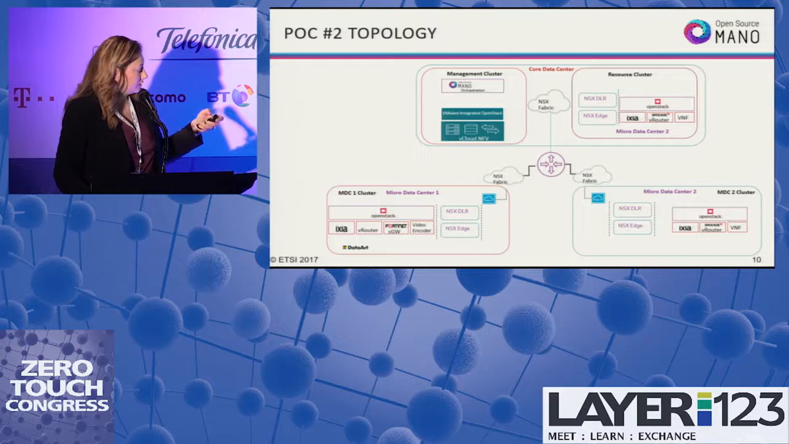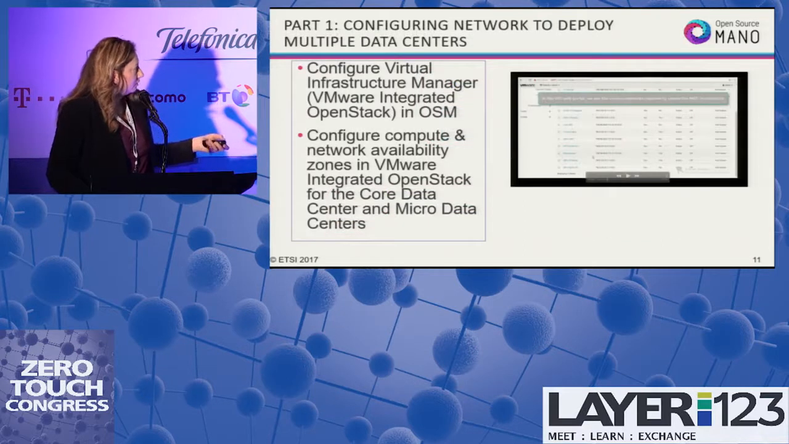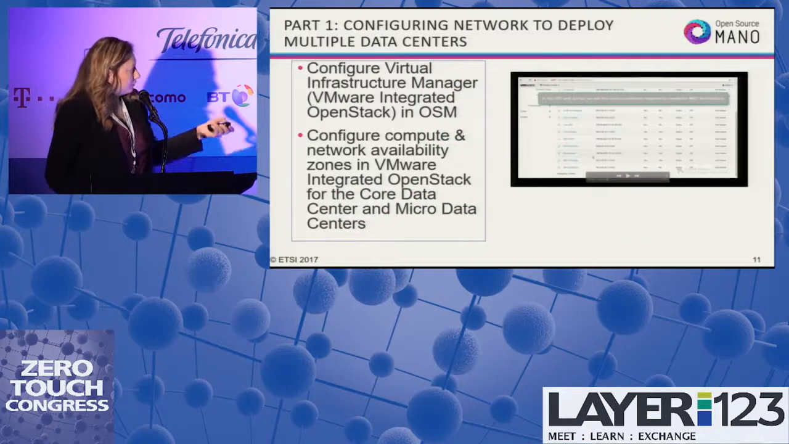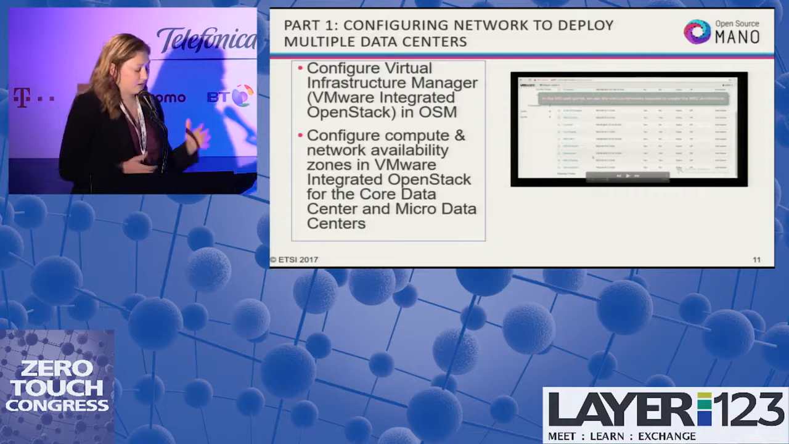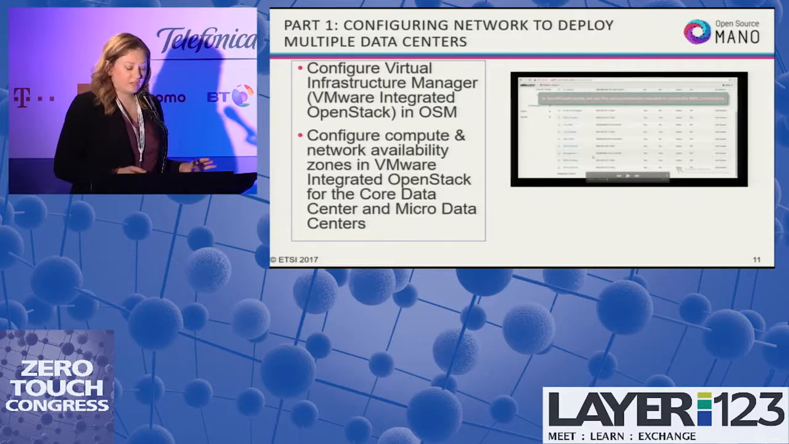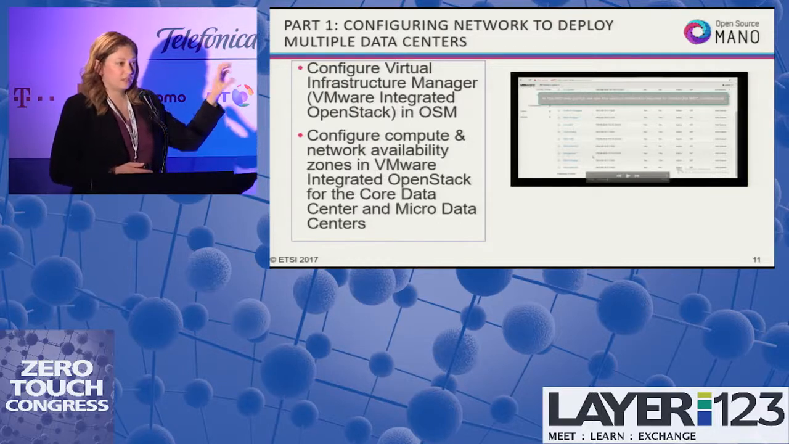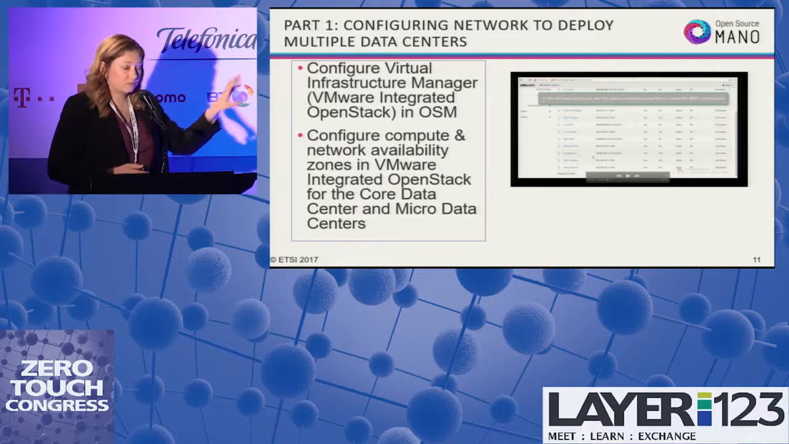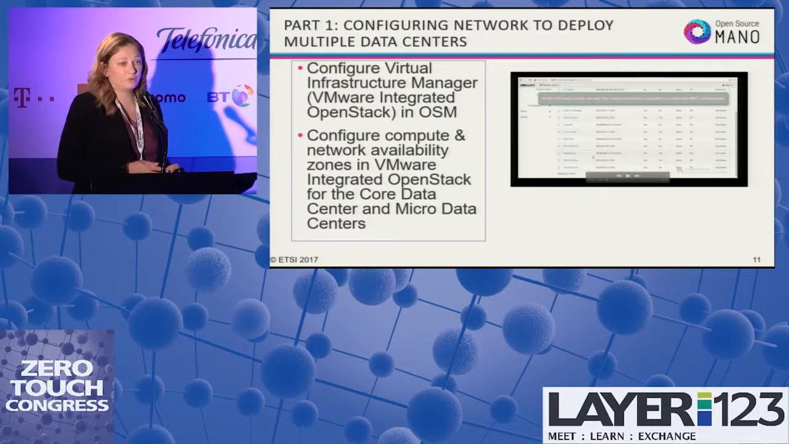So the first thing that we did was we showcased how you can configure the infrastructure manager to have these multiple data centers contained within it. And we did that by leveraging OpenStack availability zones. So each of those different data centers, each of those different pods represents a different availability zone within OpenStack.